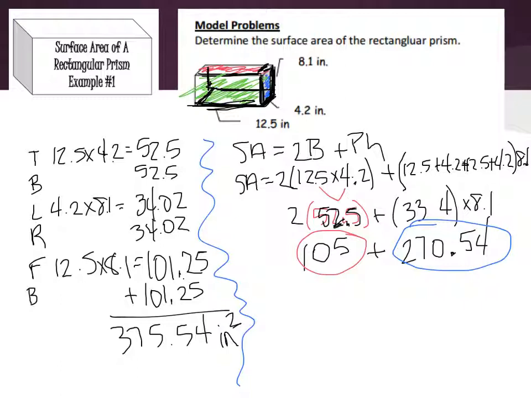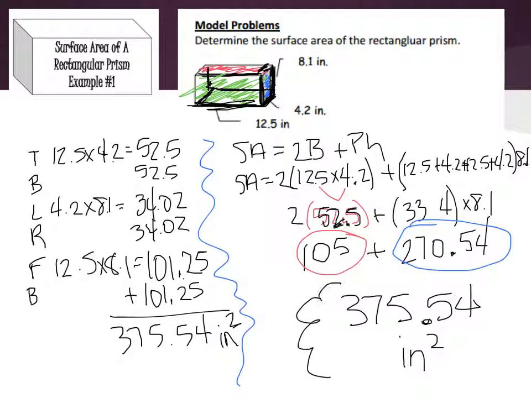Now we're going to add these all together. 105 plus 270.54 gives us 375.54, and we were finding surface area, so it would be inches squared. Now both strategies find the same solution. One strategy we used our formula, and the other strategy we found all 6 faces and added them together.